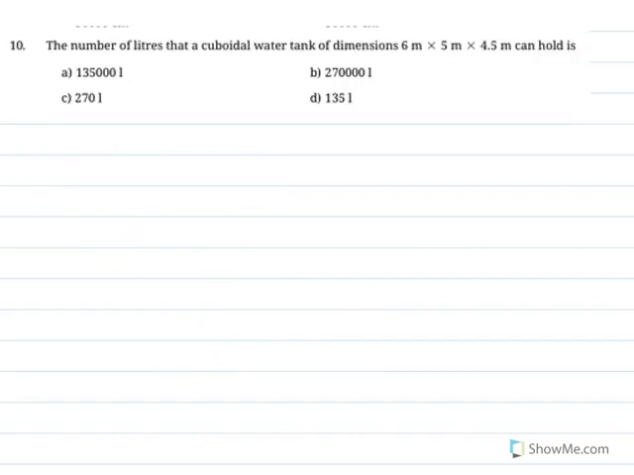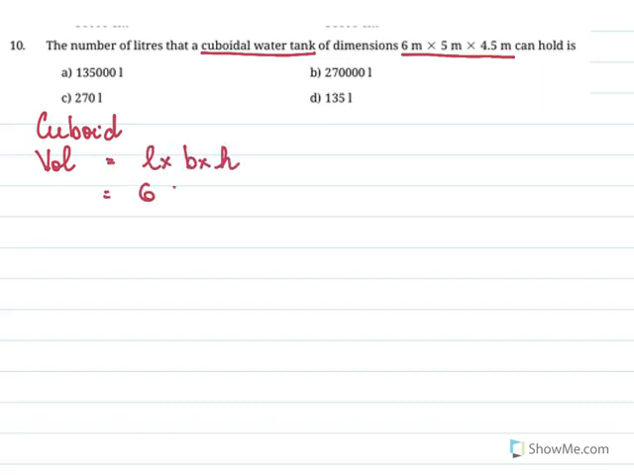The number of liters a cuboidal water tank of dimension 6 by 5 by 4.5 can hold. So here is a cuboid, and we're talking about water, so we need the volume of the cuboid, which is length into breadth into height, 6 into 5 into 4.5. On multiplication, 135 meter cube. If you see the answer, they want it in liters.